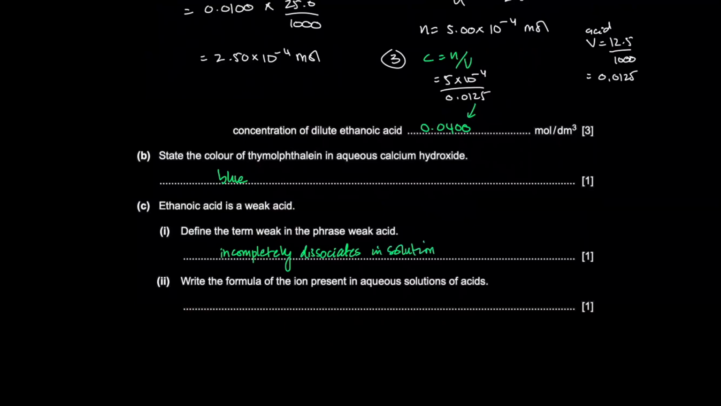Write the formula of the ion present in aqueous solutions of acids. That would be H plus. Okay. Ion present in acids.